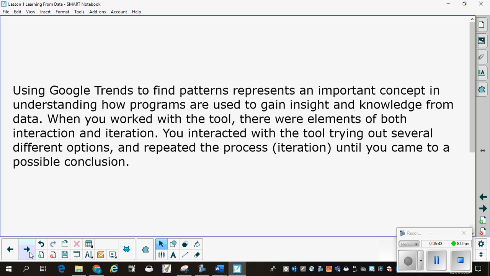You're back. Fantastic. Using Google Trends to find patterns represents an important concept in understanding how programs are used to gain insight and knowledge from data. When you worked with the tool, there were elements of both interaction and iteration. You interacted with the tool by trying out several different options, and you repeated the process, iteration, until you came to a possible conclusion.